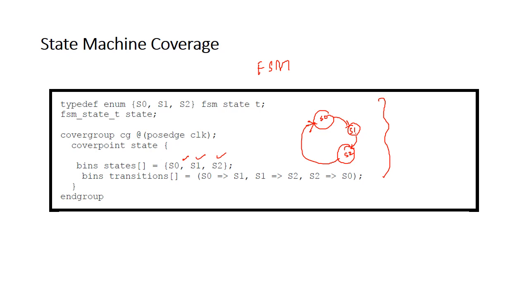Last one is the state machine coverage, which ensures that all states and transitions in a finite state machine, that is FSM, are exercised. This is one example code for state machine coverage. Here we have different states, S0, S1, S2. The transition is from S0 to S1, from S1 to S2, from S2 to S0. For this you can use state machine coverage.